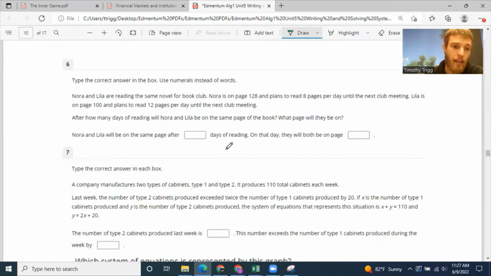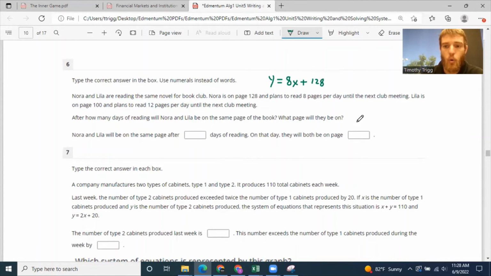Nora and Lila are reading the same novel for book club. Nora is on page 128 and plans to read 8 pages per day till the next club meeting. So for Nora, let's go ahead and write the equation. It's y equals, she's reading 8 pages per day plus a starting amount of 128. So she's starting on page 128.